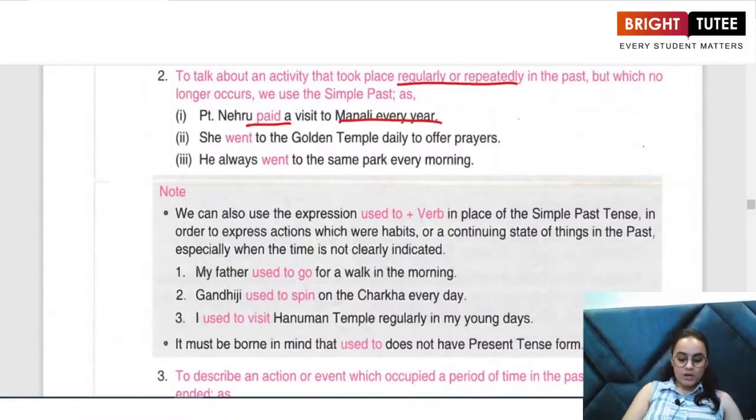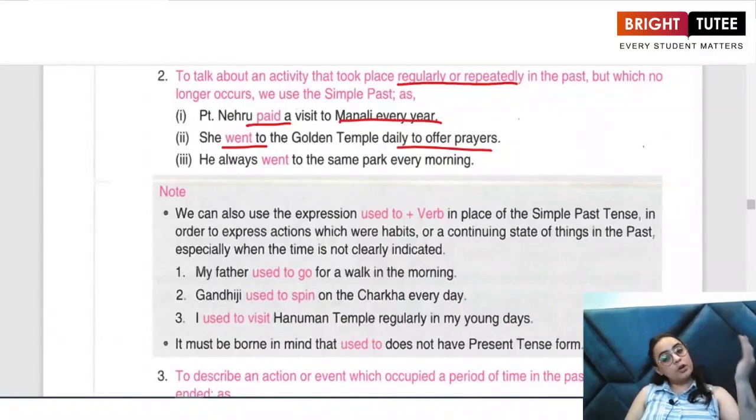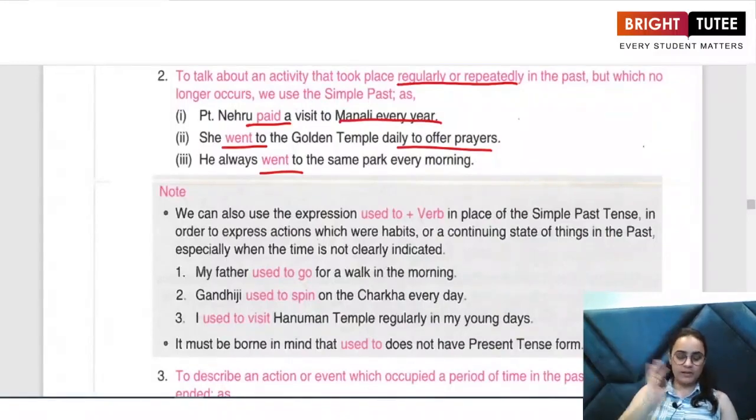Or, she went to Golden Temple daily to offer the prayers. Something which took place in the past, as I told you. So she would go to the Golden Temple daily to offer her prayers, but now she does not do that. So she went. He always went to the same park every morning. Always went to the same park. He used to go, but now he no longer goes there.